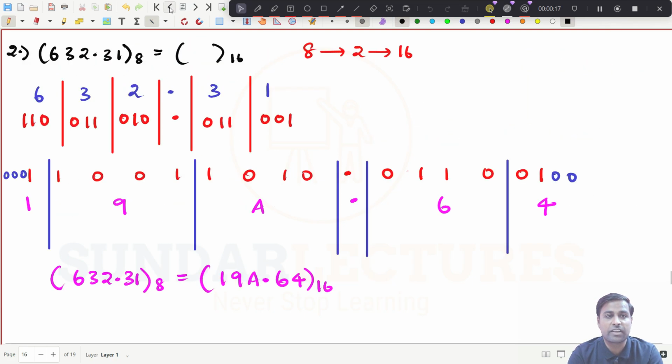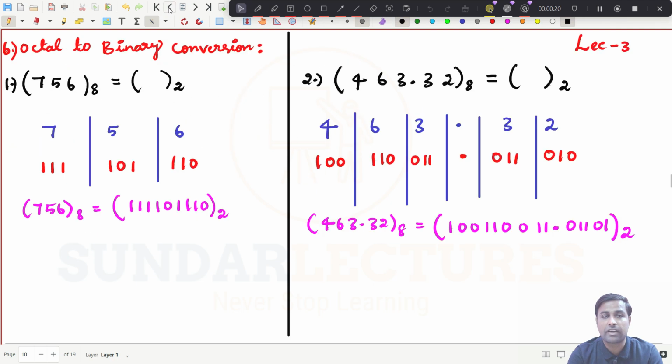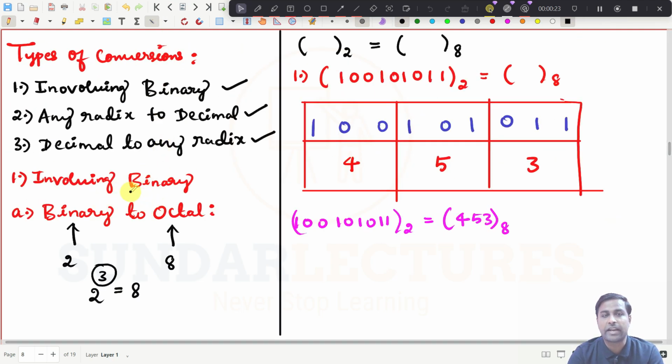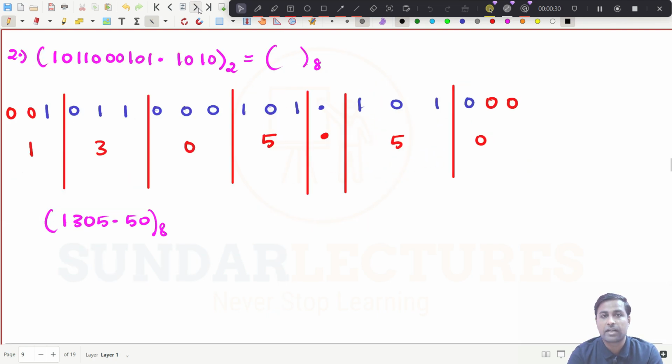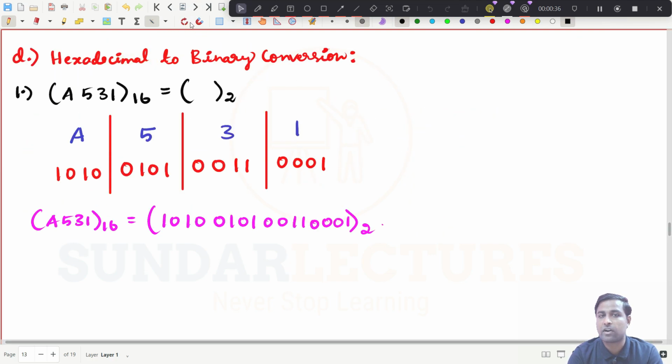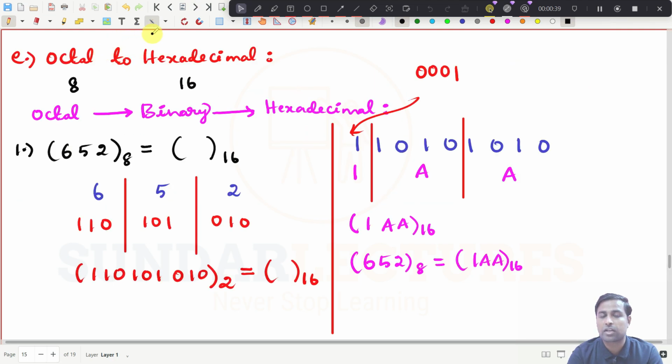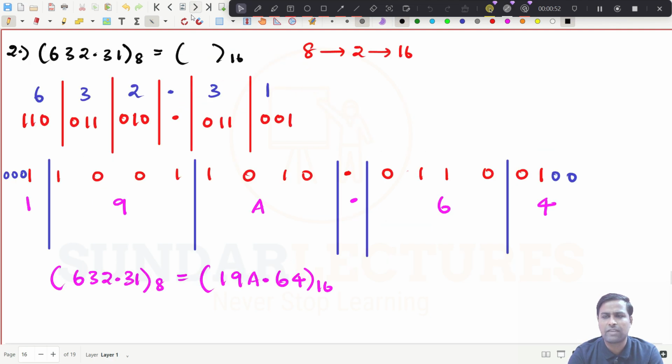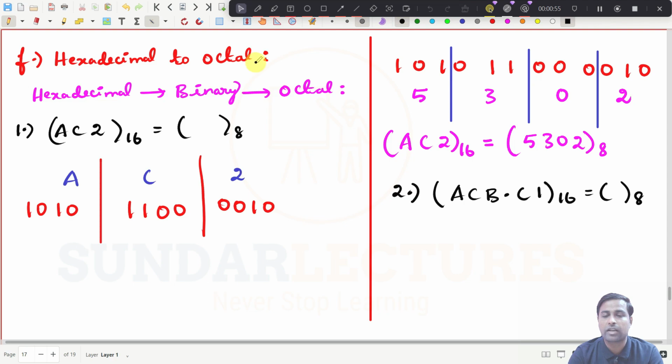What are all the topics we have seen in the previous class? We started with conversions involving binary, and we have taken all of them: octal to binary, binary to hexadecimal, hexadecimal to binary, and then octal to hexadecimal. We studied that we cannot directly convert octal numbers into hexadecimal. For that we need to convert octal to binary and then binary to hexadecimal. The vice versa is the same: you cannot convert hexadecimal to octal directly, so we convert hexadecimal to binary and then binary to octal.